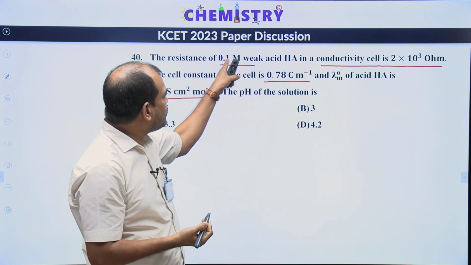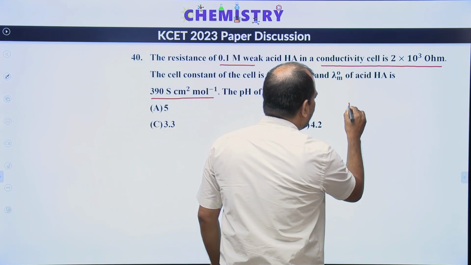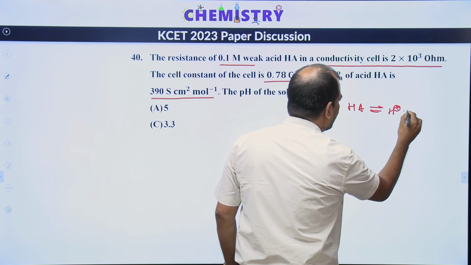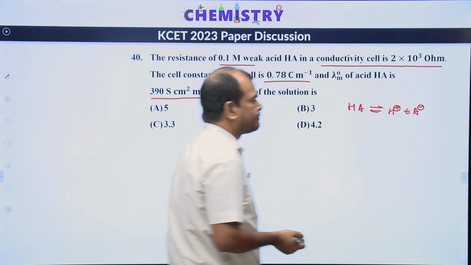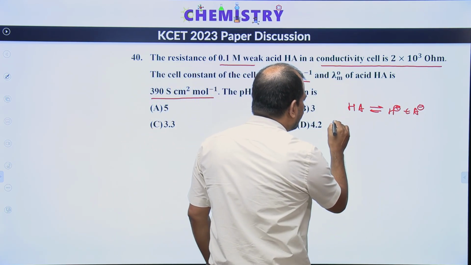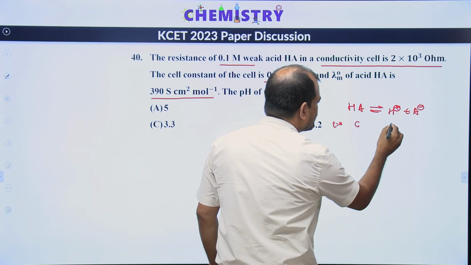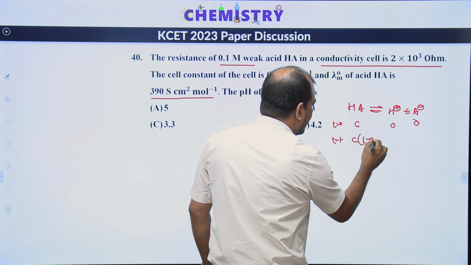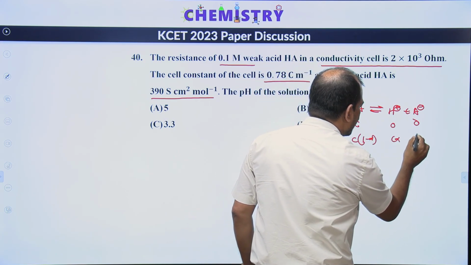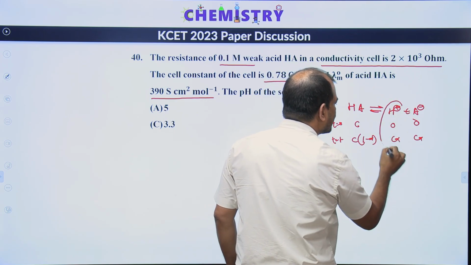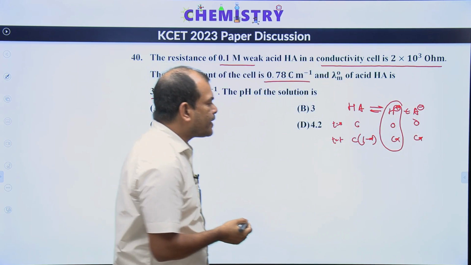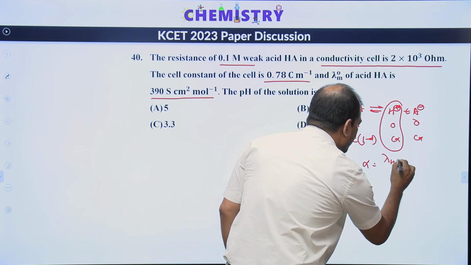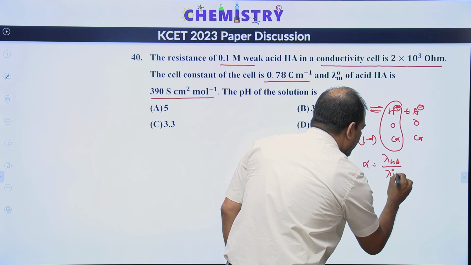And it is mentioned it is a weak acid. If it is a weak acid, you should write HA is in equilibrium with H plus and A minus. If I assume at t equal to 0 the concentration is C, then it is 0, 0. At time t, if alpha is the degree of dissociation, then it is C alpha, C alpha. That means H plus concentration is C alpha. And what is alpha? We can write lambda for HA by lambda naught for HA.